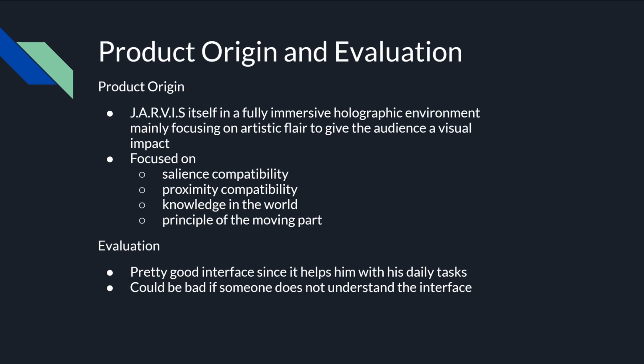Proximity compatibility is also seen because the display format is uniform throughout the entire 3D interface. It is all a glowing blue with a universal font. Because Jarvis is constantly taking in and storing outside information, knowledge in the world is also shown. Finally, principle of the moving part is constantly shown in the 3D interface. One example is when Tony is running out of power, the power bar slowly decreases to indicate the lack of energy.